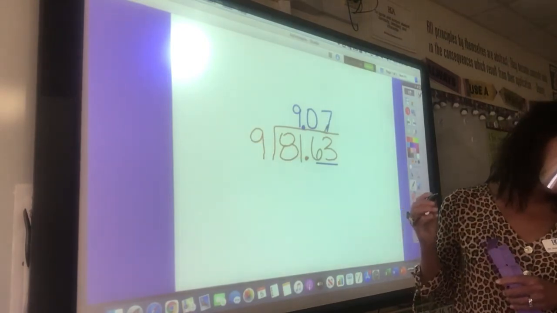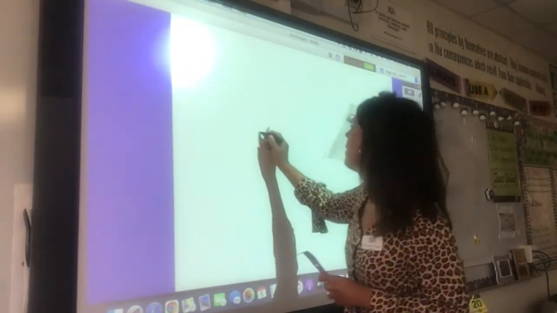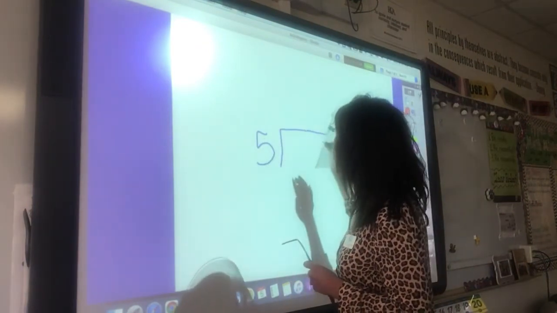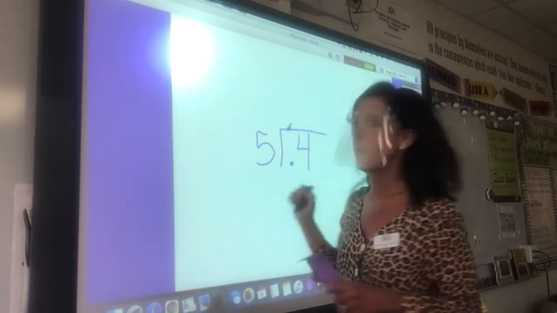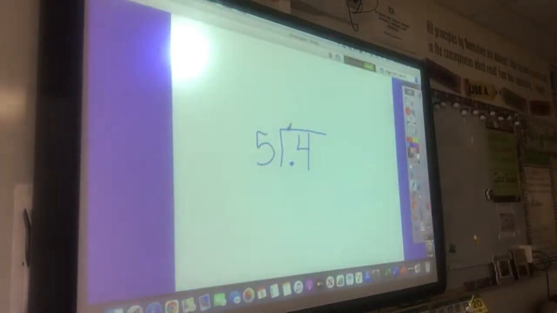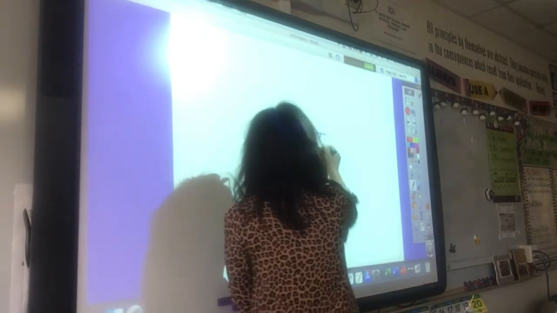Okay, let's try this one. Let's put 5 into 0.4. We're gonna bring our decimal point up. Remember with decimals, we can add zeros to the end of it and it's not gonna change 0.4. 0.4 is 0.40000, it's the same thing, right? I can't put 5 into 0.4, but I can add a 0 if I want to, and then it works.